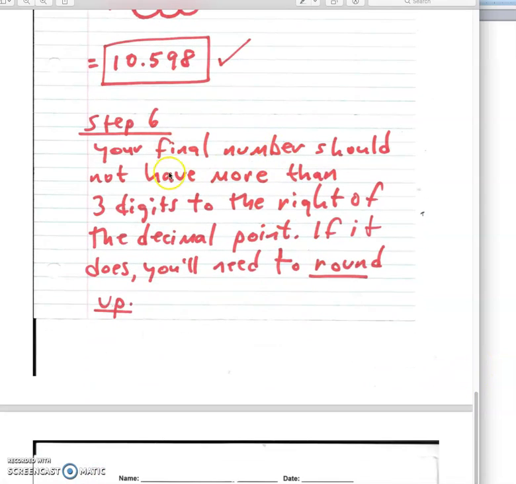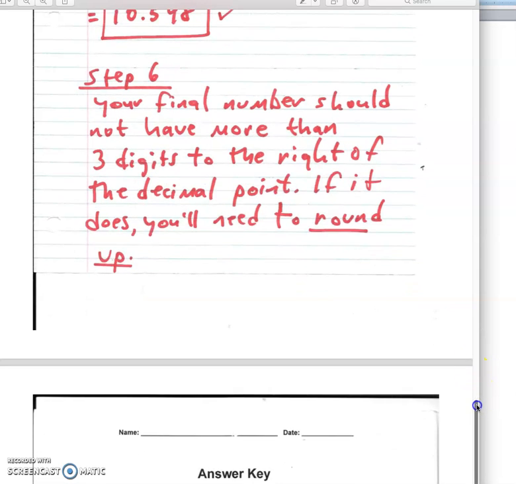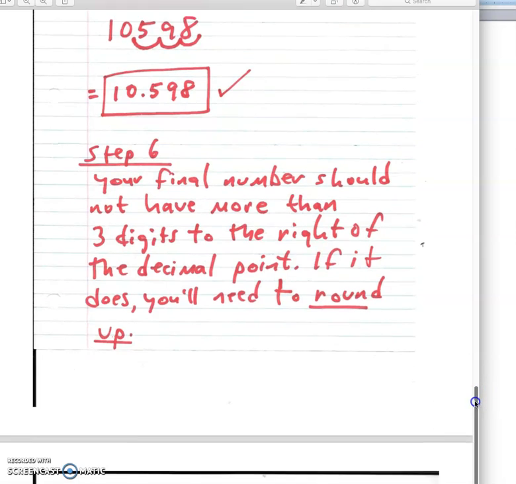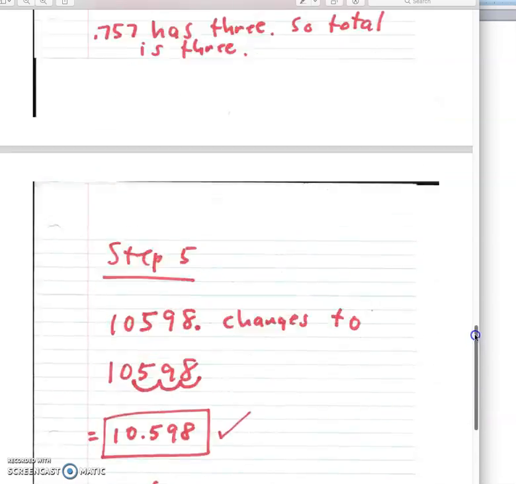So your final answer should not have more than 3 digits to the right of the decimal point. If it does, you'll need to round up. And if you're not sure, that's okay. I know we've covered rounding up in a separate lesson. So that gives you the 6 steps to get the answer for the first one. So the answers are down at the bottom.